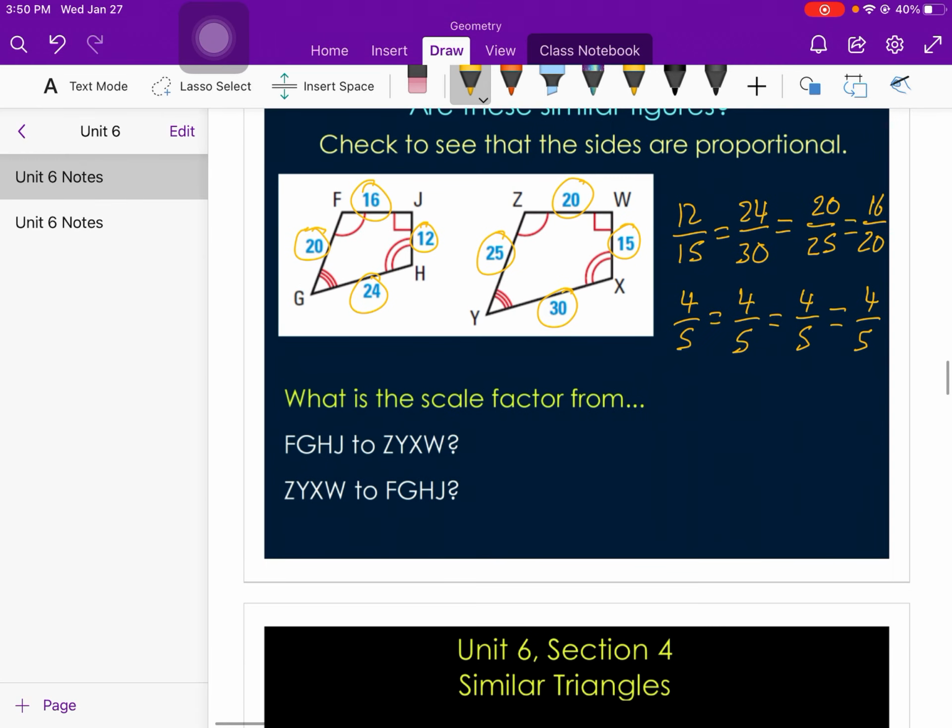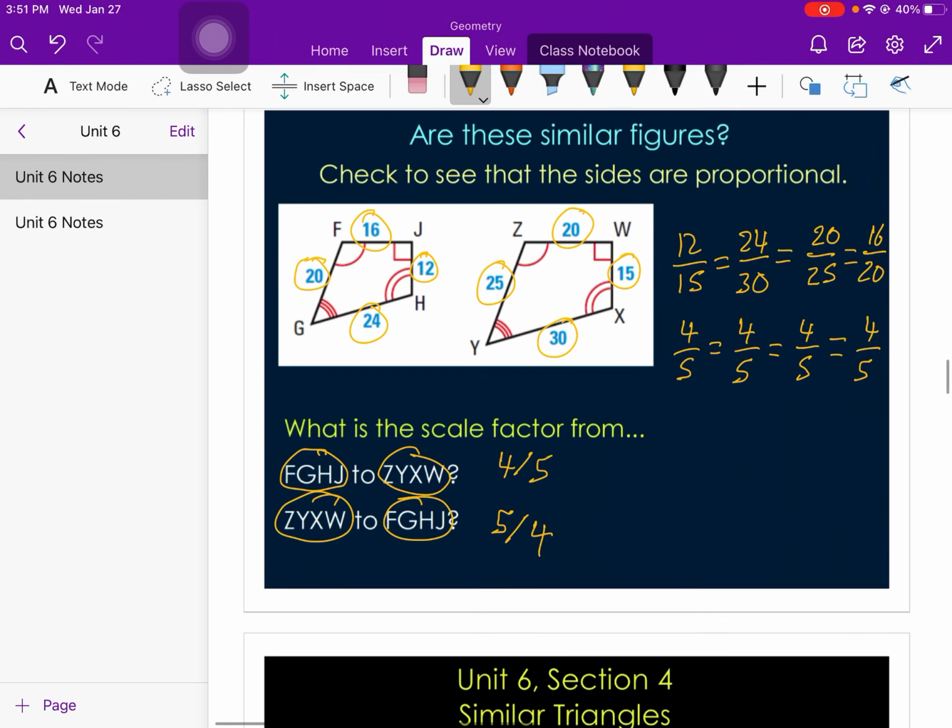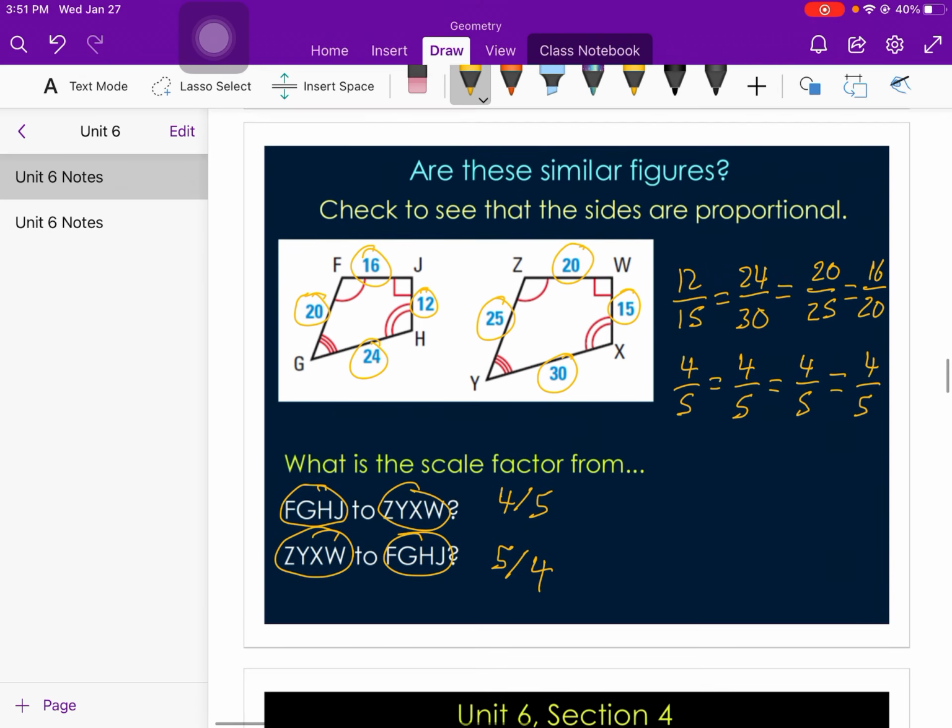So when we're talking about the scale factor, remember that if we're going from the small to the big, it's going to be the small number on top, the reduced number, divided by 5. And then if we're going from the big to the small, it's just the reciprocal. It's going to be the bigger number divided by the smaller number. Again, I know that seems weird, but do the best that you can with it.